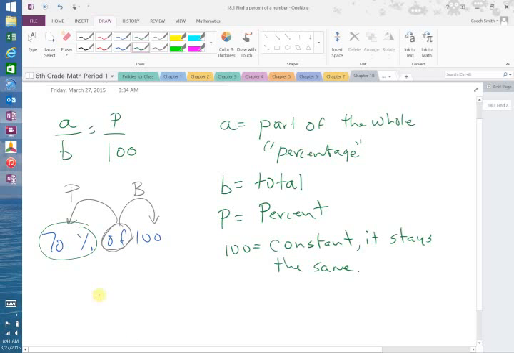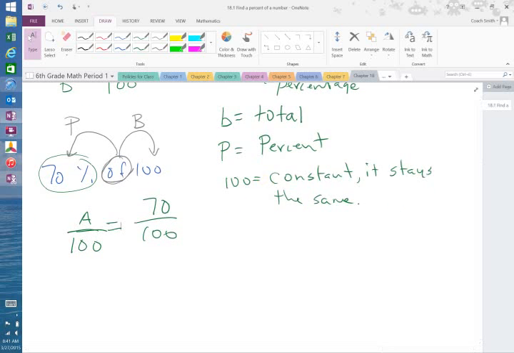70% is the P. So here's what my proportion looks like: 70 goes where the P was. Then 100 is the B. That means I'm looking for A. Now we have to solve it. We solve it by cross-multiplying, just like we did with proportions in Chapter 16. Chapter 16 is where we talked about proportions.